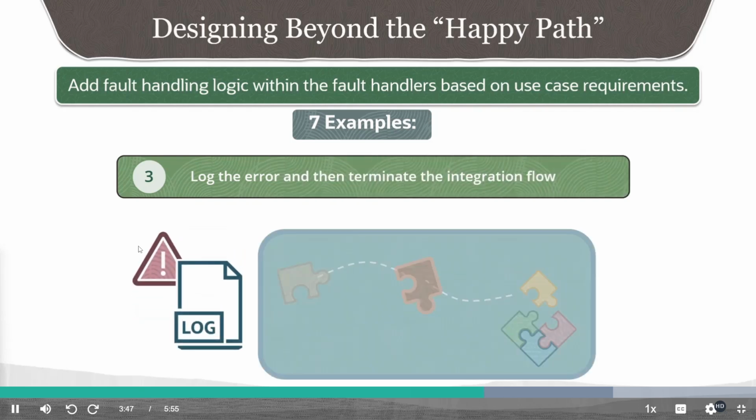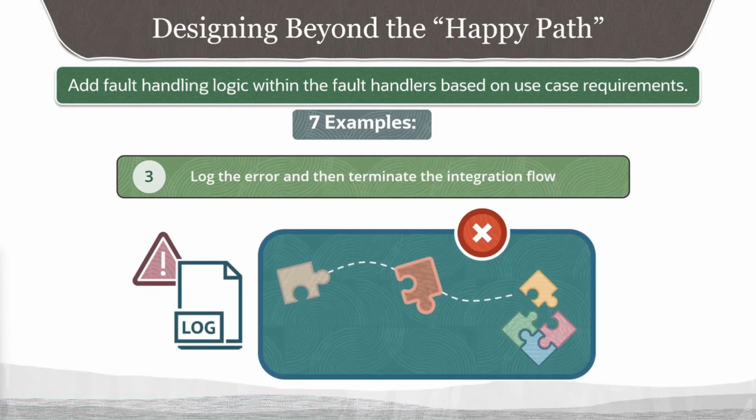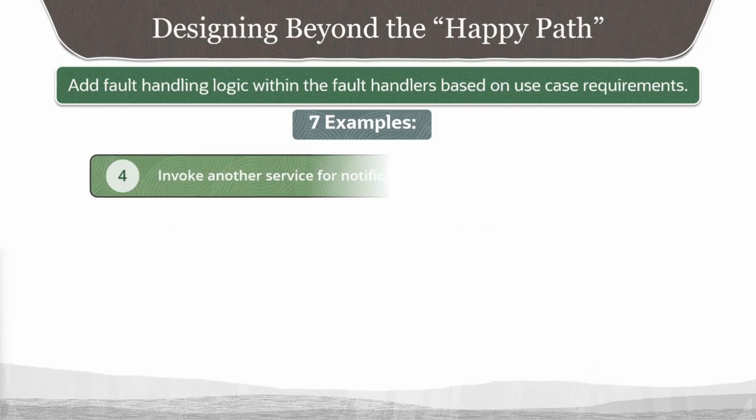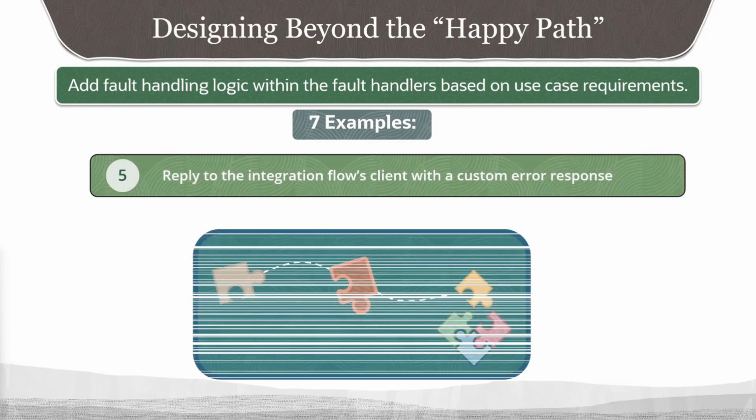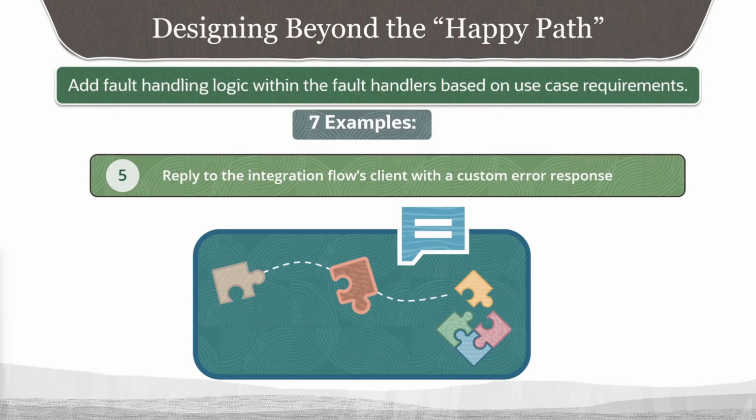Or maybe we log the error, but then because there's no reason to continue the flow, we now terminate it after we've caught the fault and logged it and perhaps sent a notification. Another option is to invoke another service that handles other forms of notification or other types of error processing logic. For synchronous application pattern integrations, maybe instead of replying back to the integration's client with the fault that was caught, you instead create a custom fault response, something that is more business friendly for the integration's client to consume.